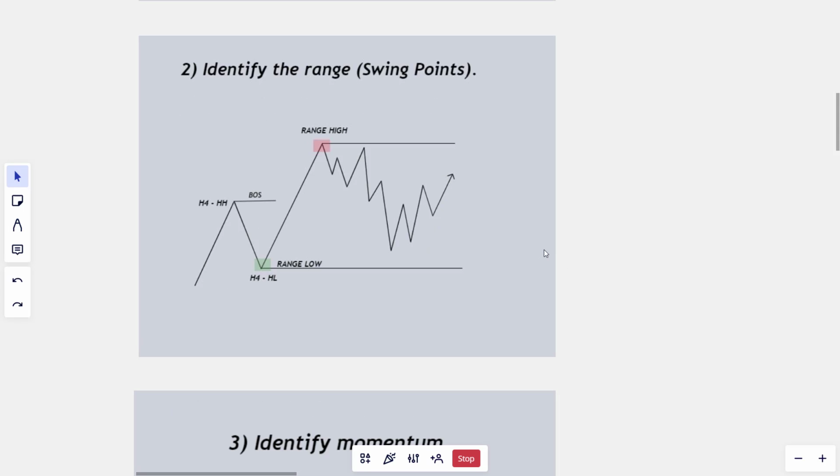And then for number two, we have to identify our range, our swing points. So right here was our H4 structure. We see now that price from this low gave us a break of structure of these old highs right here. So now our range low is from this low to now this high. So now these are our swing points. We are going from this low to now this high. This is our external range liquidity, and everything in here is our internal range liquidity. So this is number two.